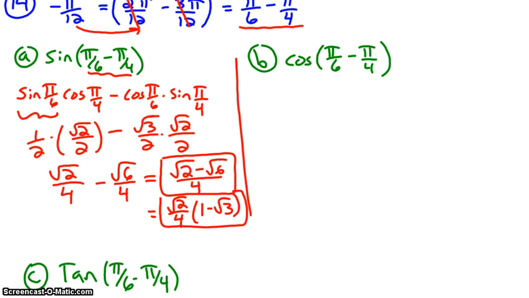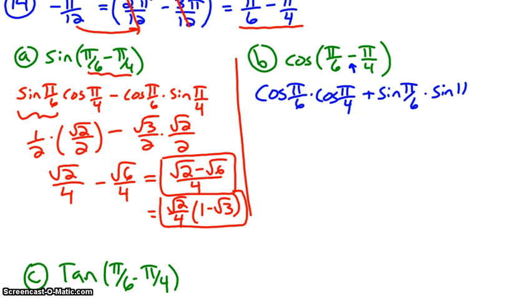Now looking at B, it does a similar process. This time we're working with cosine. And so the process for the sum and difference is the cosine of the first times the cosine of the second. Now we see a subtraction here, but according to our formula that is an addition, so we're going to add the sine of pi over 6 times the sine of pi over 4, just using our identity sheet.